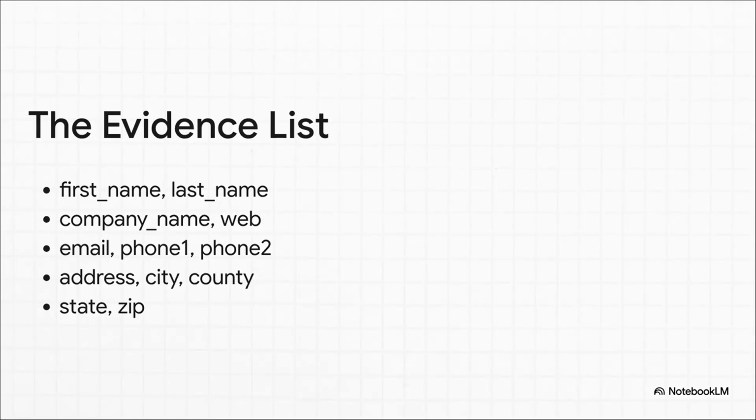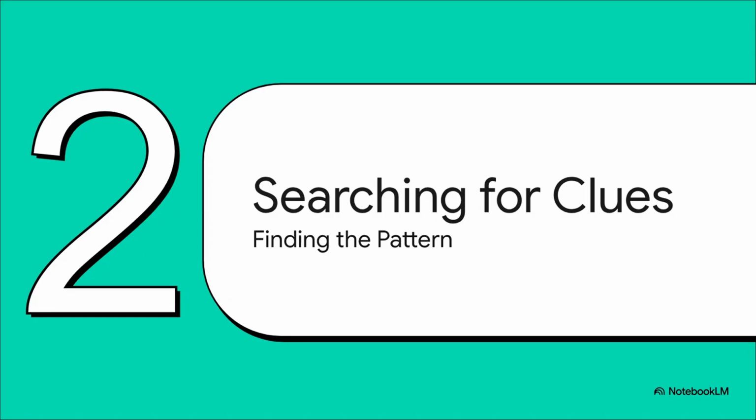So what are those 12 pieces of info? Here's the whole list. We've got the basics like names and addresses, but also company names, emails, a couple of phone numbers. You get the idea. This right here, this is our evidence logger. These 12 categories are literally all we have to go on to figure out the story. Okay, so we've got the lay of the land. We know what our evidence looks like. Now, the real work begins.